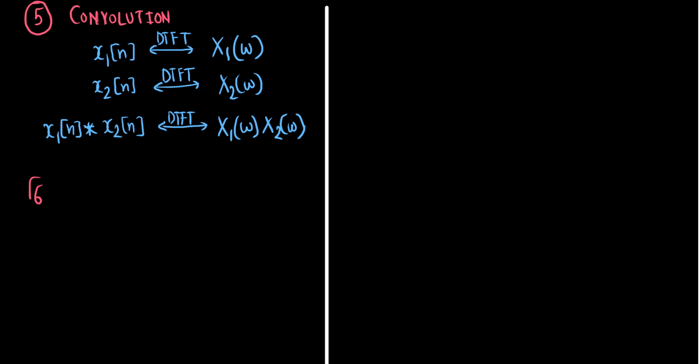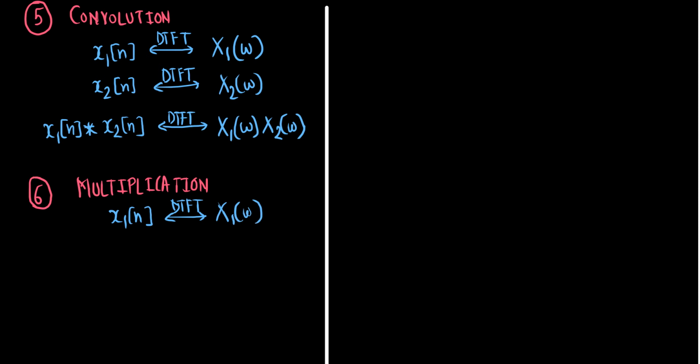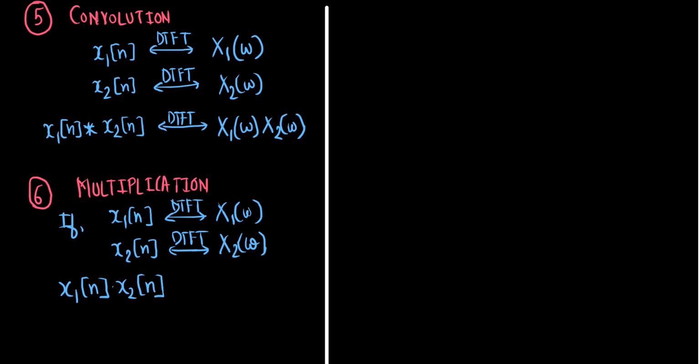Next property is the property of multiplication. So let's say we have a signal x1 of n, again whose Fourier transform is given by X1 of omega, and an x2 of n whose Fourier transform is given by X2 of omega, and suppose we multiply these two signals in time domain, so x1 of n multiplied by x2 of n is going to have the Fourier transform as the convolution of the individual Fourier transforms.